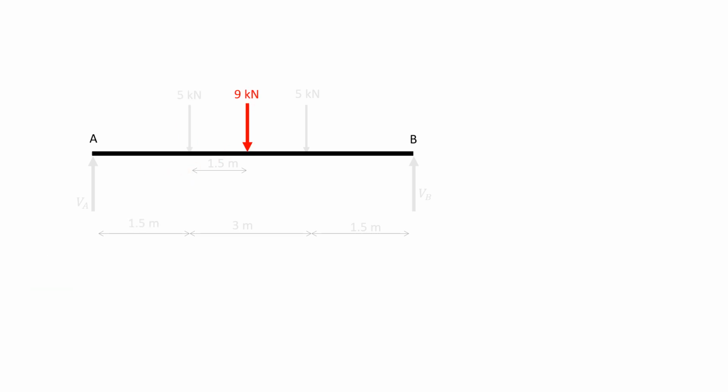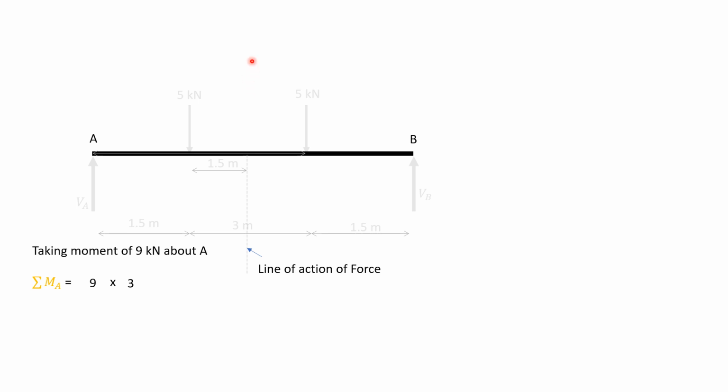Now, this 9 kilonewton force will have a line of action like this, and it will have a perpendicular distance about point A of 1.5 and 1.5, that is 3 meters from point A, and it will rotate about point A like this. It will have a magnitude of 9 into 3.